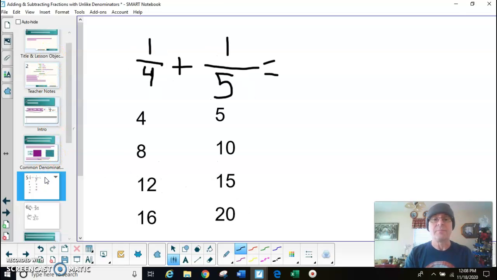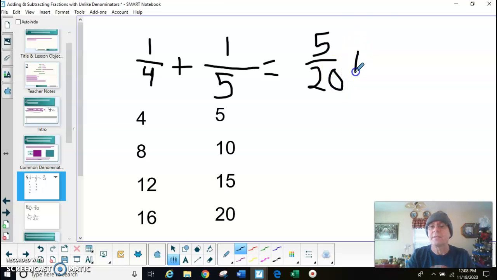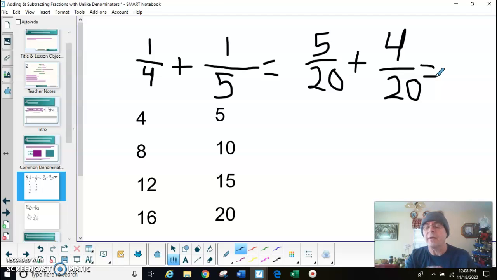So what we end up getting is this: 5 20s plus 4 20s. You can show this any way you want to. Now, can I do this one? Yes, I can, because my denominators are the same. My denominator is going to be 20, and my numerator is going to be 9. 9/20ths is my answer.